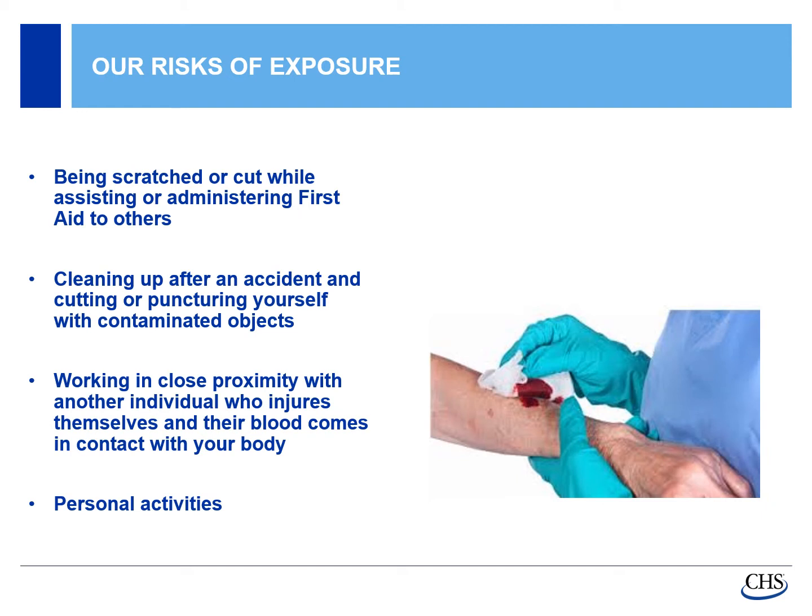In light of what we deem would be our local risk for a bloodborne infection, here are some ways that we could come in contact with another individual's contaminated blood. Being scratched or cut while assisting or administering first aid to others, cleaning up after an accident, and cutting or puncturing yourself with a contaminated object, such as broken glass, sharp metal edges, or a jagged tool. Working in close proximity with another individual who injures themselves and their blood comes in contact with your body.